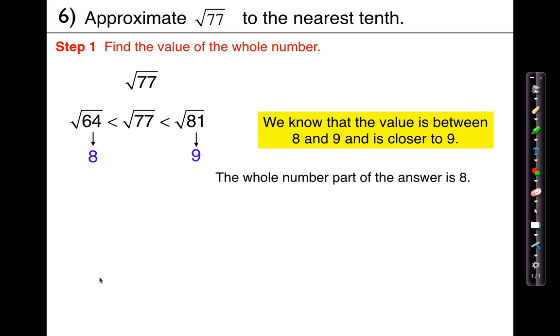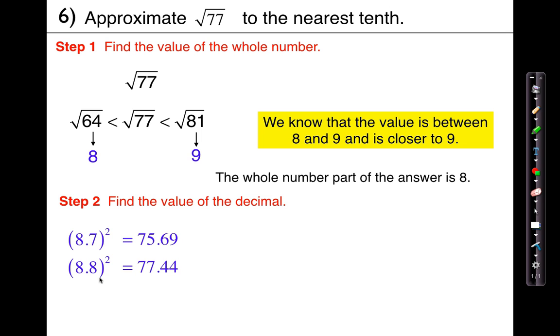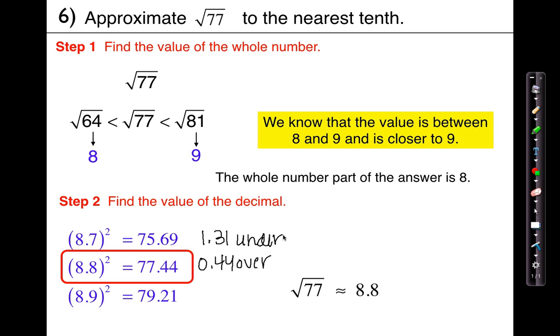So starting with an 8, let's go ahead and test out some numbers. I'm going to check out 8.7 squared, which is 75.69. That is not close enough. So let me try 8.8 squared, which is 77.44. Here I can stop. Why? Because here, this one's already over and this one's under. Okay, so that's good enough for me. This one is 0.44 over, and this one is about 1.31 under. So I'm going to go ahead and say that the square root of 77 is approximately 8.8.